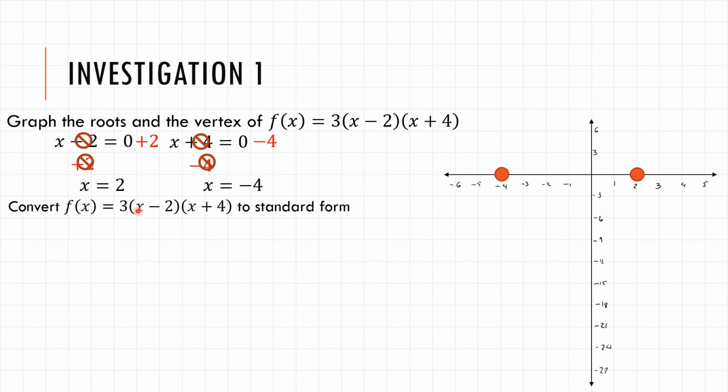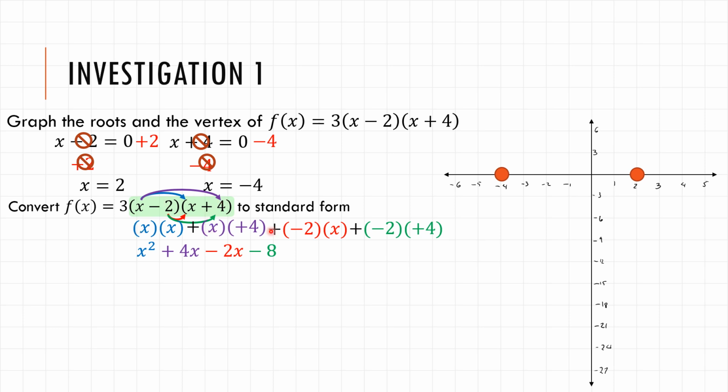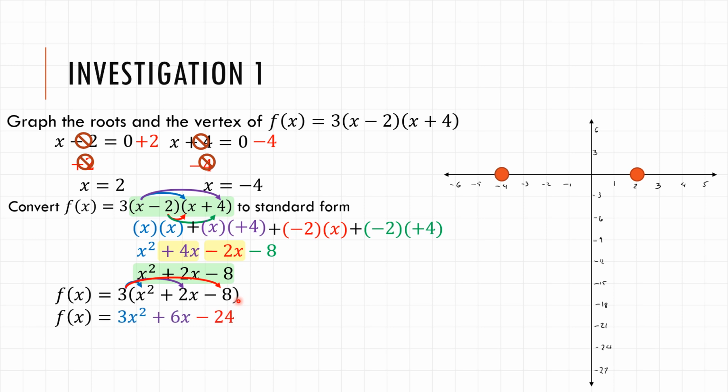Well, let's do this. To convert anything to standard form, we just have to expand and simplify. So let me expand my binomials first by using FOIL. That's x times x plus x times 4 plus negative 2 times x plus negative 2 times 4. That gives me this resulting expression, and I can combine these two like terms to just get x squared plus 2x minus 8. Now I can't forget about that 3, so I'm going to bring that back here now. Okay, we're not quite at standard form yet. We still need to distribute this 3 to all 3 of these terms inside the brackets, and that right there is my expression in standard form.